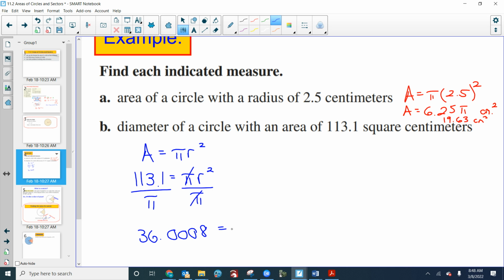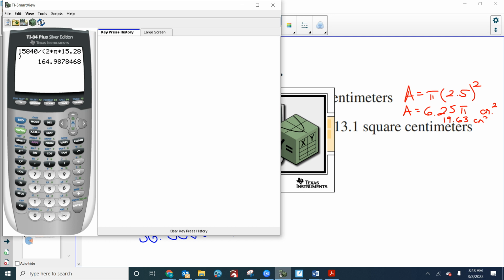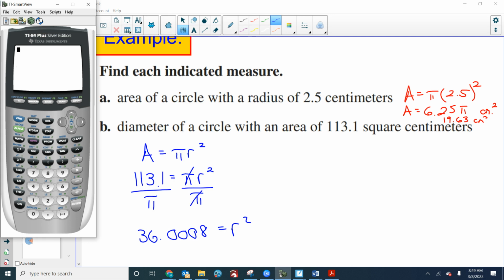36.0008. Now, why am I writing it out like that? Well, here's the habit I get into in my calculator. 113 divided by pi. I kind of forget that I have this calculator. So here we go. All right. 113.1 divided by pi is that number. Now, I want to keep it as accurate as possible.